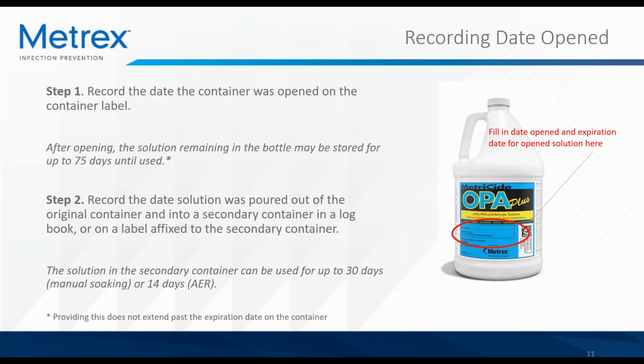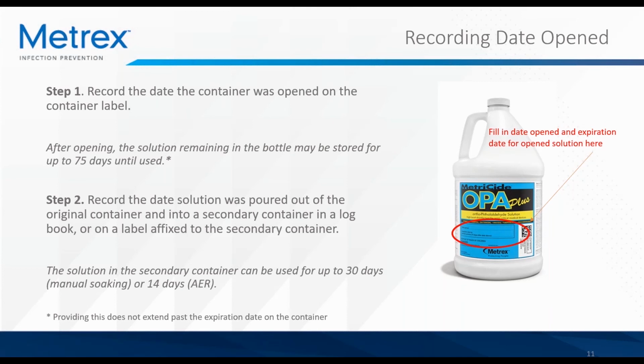Beyond being aware of the reuse period, it's also important to record dates pertaining to the reuse period. The first date to take note of is the date that the bottle is first opened. You'll want to record this date in the space provided on the Metricide OPA Plus bottle label, along with the opened bottle expiration date of 75 days after opening. To determine the correct expiration date, you can count 75 days on the calendar, or if you're a little more tech savvy, you can ask Siri or Google the question, what is the date 75 days from today? And Google or Siri will provide you the correct expiration date to write on the bottle.